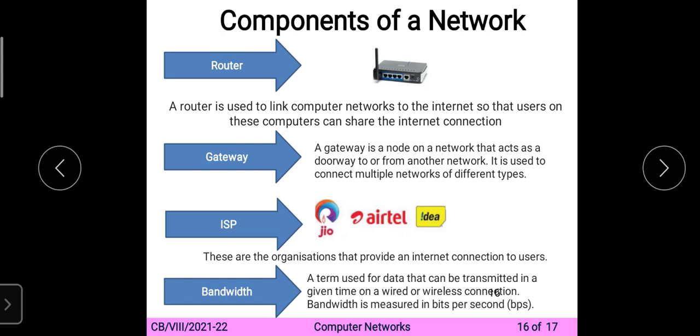Gateway and router are both similar, but one dissimilarity is that in the router you can connect the similar network also, but the gateway can only connect the dissimilar network.